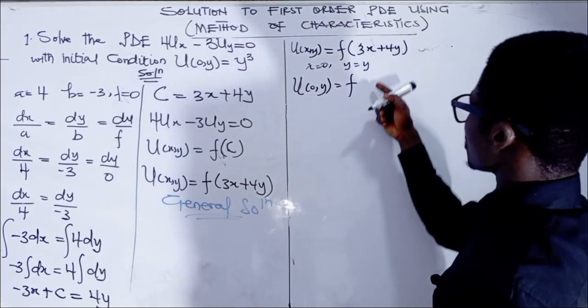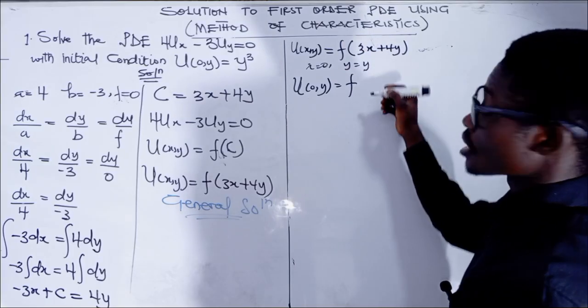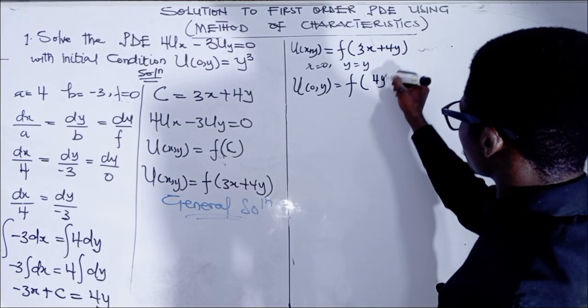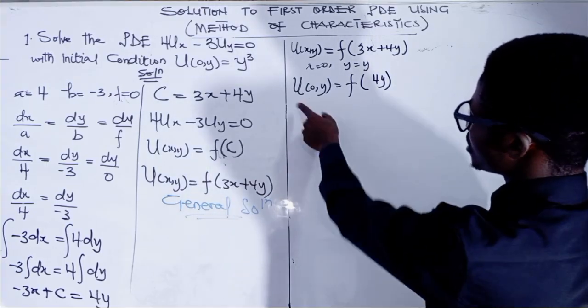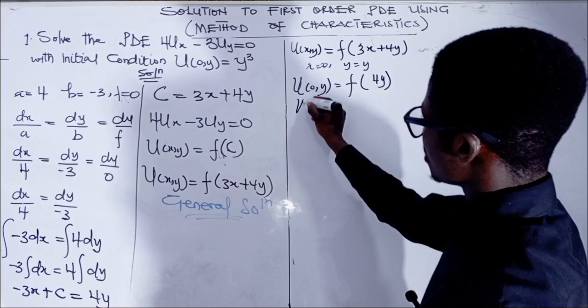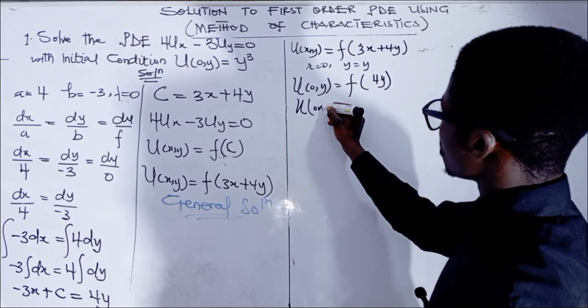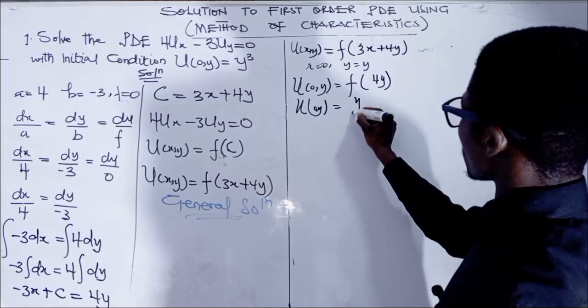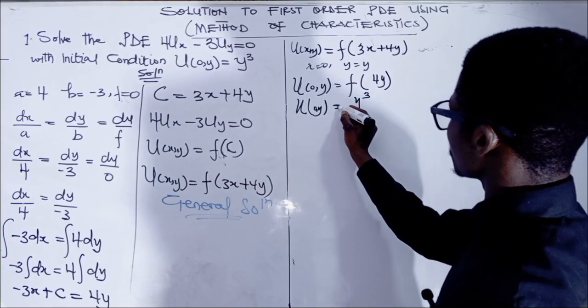And then move on to this part. Our x is 0, so 3 times 0 gives us 0. We are left with 4y. So we have the general solution to be of this form. Now let's write the initial condition under. So we have u of 0y is equal to y raised to the power 3.